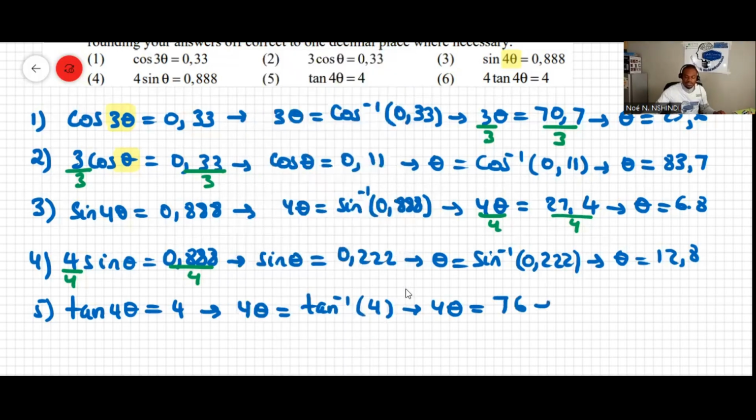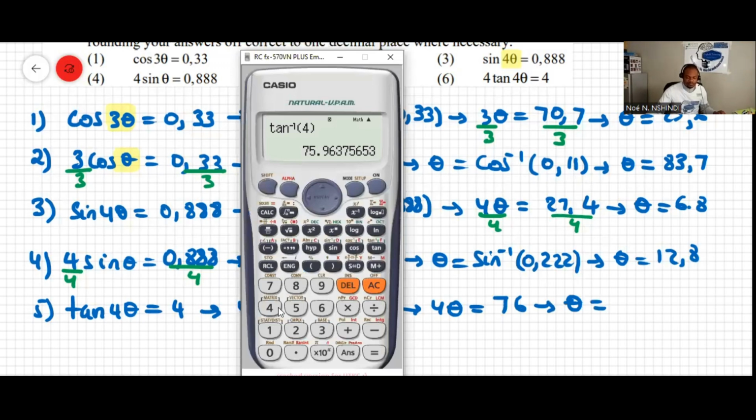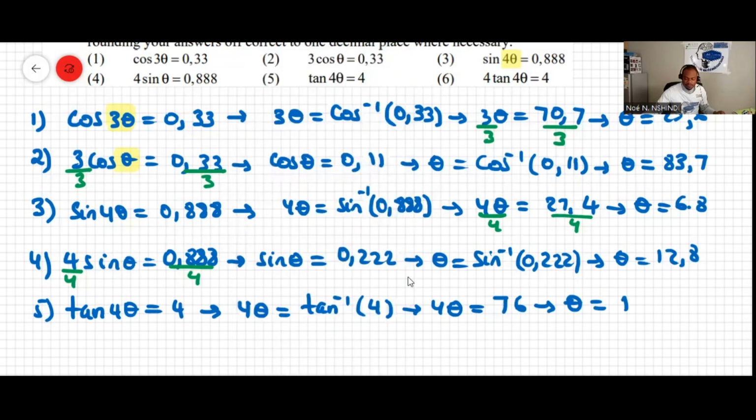Now to get the value of theta, I will divide by 4. If you do 76 divided by 4, the answer is 19.